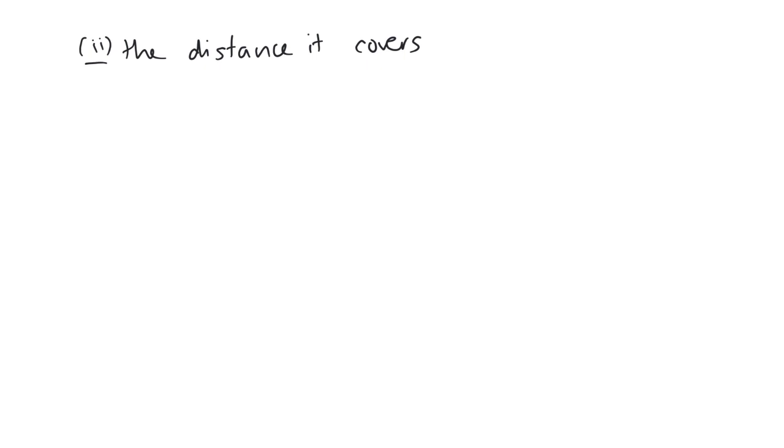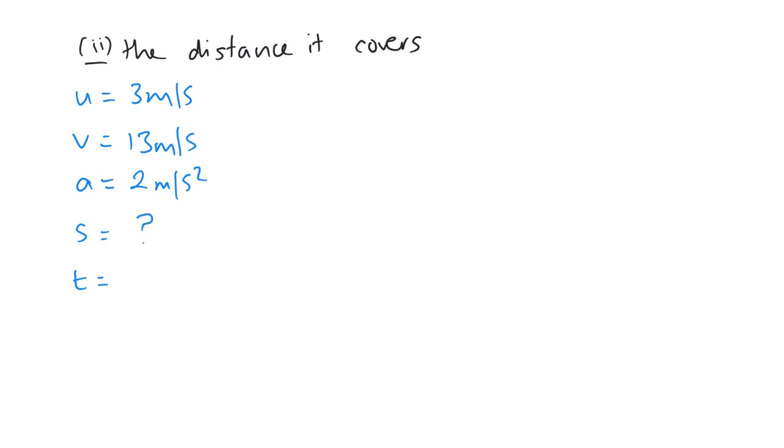Part 2 then, the distance it covers. Again, u, v, a, s, t. So our u is 3. Our v we found out was 13. Our acceleration was 2. We don't know s, that's what we're trying to find out. And the time is 5.